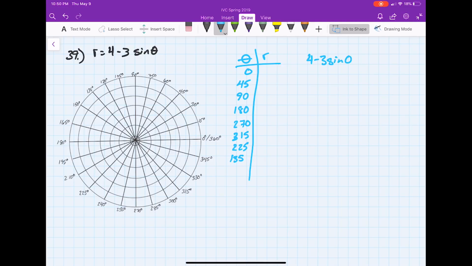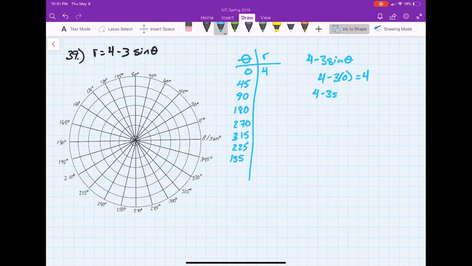Excuse me. Anyway, 4 minus 3 sine theta. Well, change our theta to 0 degrees. Well, at 0 degrees, sine is 0, so we end up with 3 for this one. Now, if we change our, this should have been a 4. So I end up with 4. Going too fast. All right.